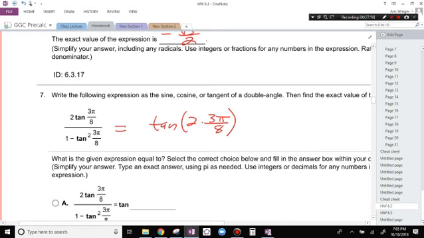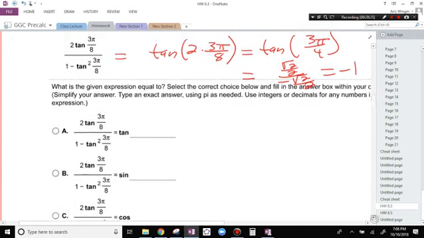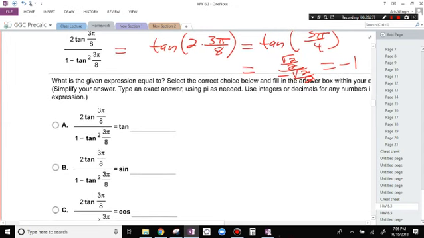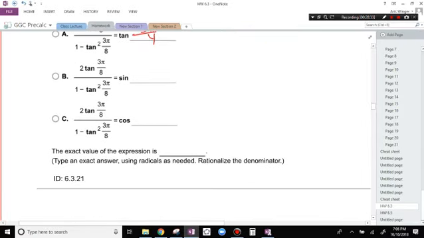That's the formula for double angle for tangent. That's the tangent of 3 pi over 4. Again, you would just look at the circle. This is the y coordinate over the x coordinate on the circle. The y coordinate is the square root of 2 over 2. The x coordinate is minus the square root of 2 over 2. That is negative 1. So in terms of the answer choices, it's tangent 3 pi over 4, taking the y coordinate over the x coordinate.